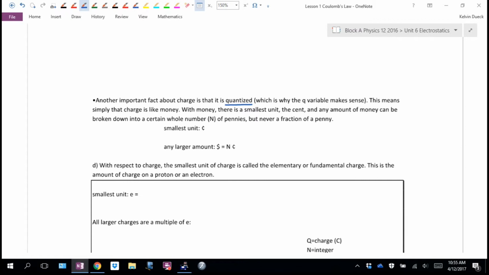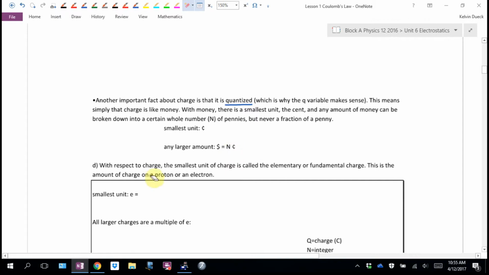What's the smallest unit of money that we used to have that we phased out of existence a few years ago? But what's the smallest amount of money? Pennies. And all of our monetary amounts are built up on different multiples of pennies. A quarter is 25 pennies. A dime is 10 pennies. Well, it turns out there is a smallest fundamental charge as well. So with money, the smallest unit is the cent, and any larger amount, a quarter, is 25 cents. A dollar is 100 cents.